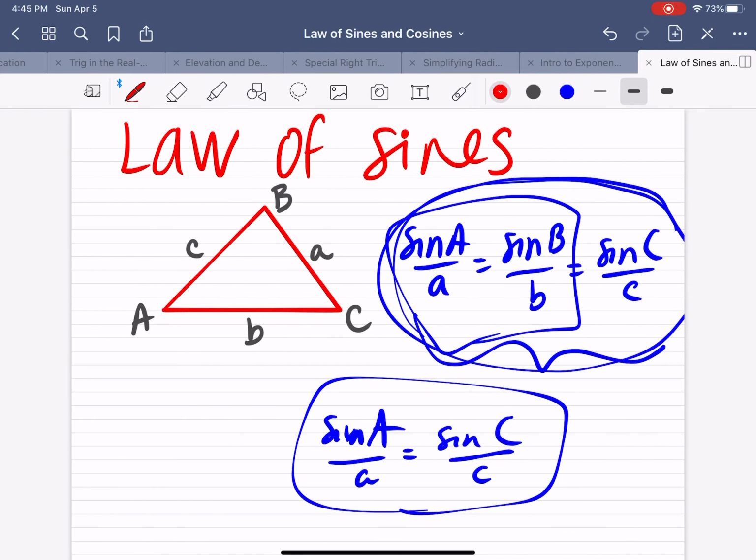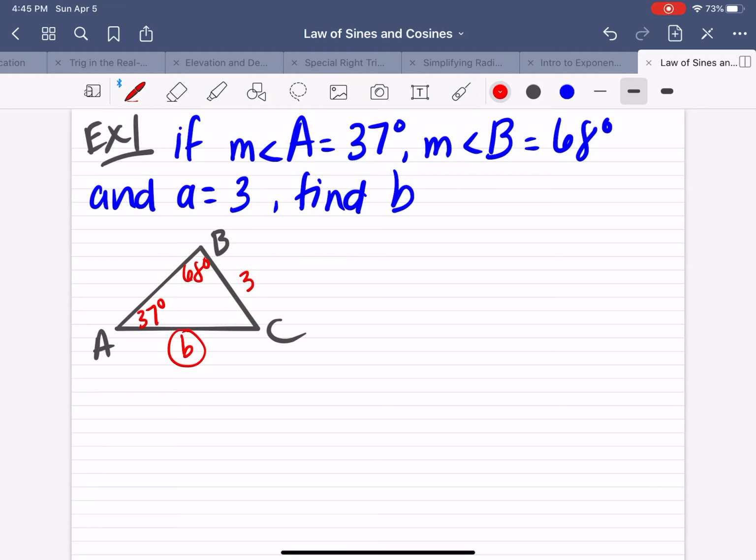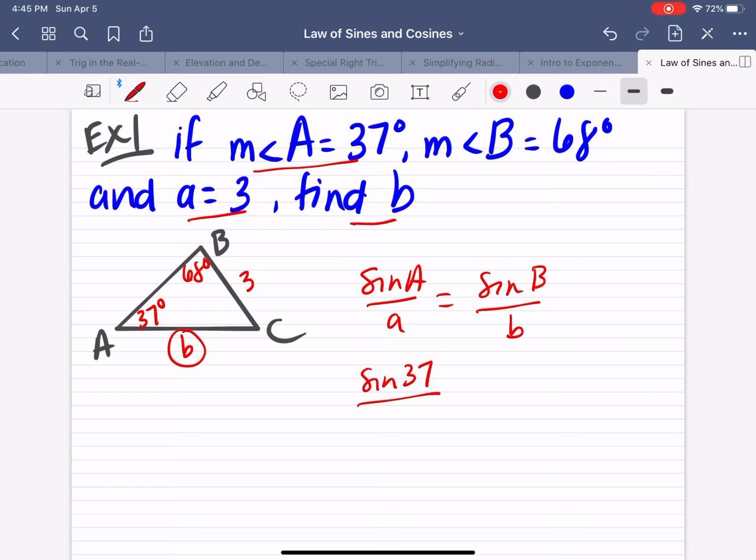So let's go back to our law of sines. We have to use two of the following. We are given the measure of angle A and side A, and we're trying to find side B. So we're going to set up the following proportion: sine of angle A over A equals sine of angle B over side B. Let's plug it in. Sine of angle A, which is 37, over side A, which is 3, is equal to sine of angle B, which is sine of 68, over side B. You have a proportion, so go ahead and solve for it using the butterfly method.